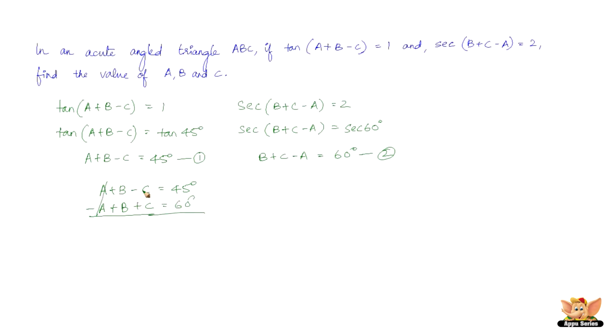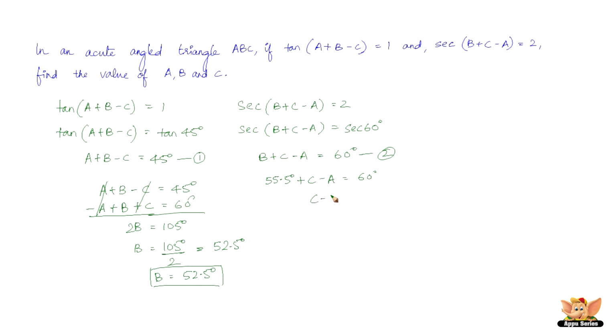So A and minus A gets cancelled, C and minus C gets cancelled. We have B plus B, which is 2B, equals 105 degrees. So we have B equal to 105 degrees divided by 2, which is nothing but 52.5 degrees. So we found the value of B already, which is 52.5 degrees. So now let's put B equals 52.5 degrees in this equation.